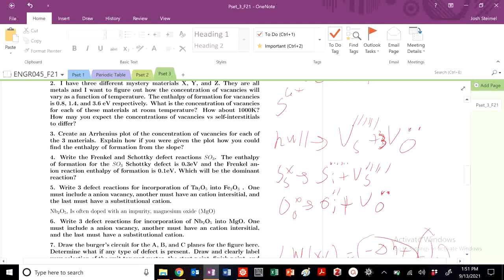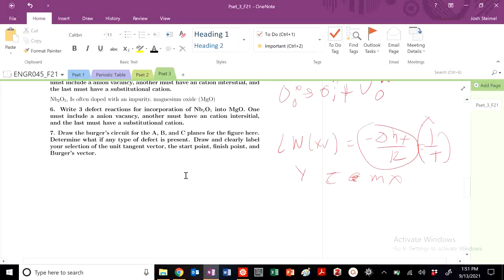Enthalpy variation for Schottky is 0.3. Frenkel 0.1, which is the dominant. It'll be the one with the lower enthalpy of formation. So Frenkel. All right, now we get to some defect reactions.